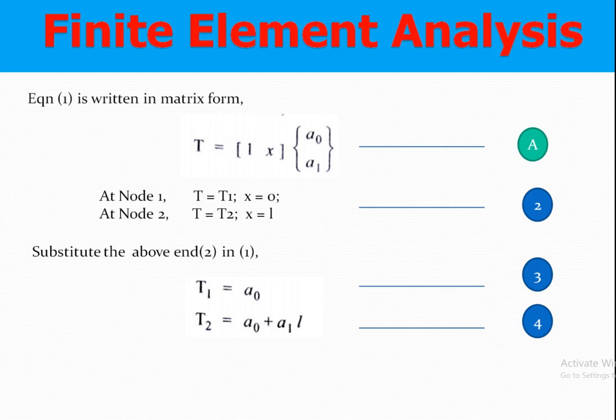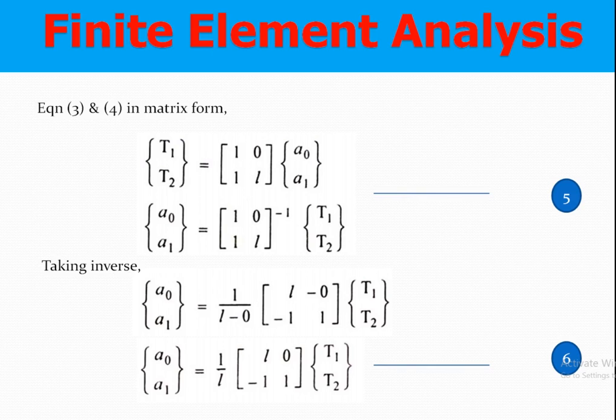At node number 1, we know that x equals 0 and the temperature is T1. The temperature at node number 2 is T2 at x equals L. These are the 2 extreme limits, which may be useful for the boundary conditions. Substituting these two equations into equation 1, you get T1 equals A0 and T2 equals A0 plus A1L. So now you have the function in terms of the unknown constants A0 and A1.